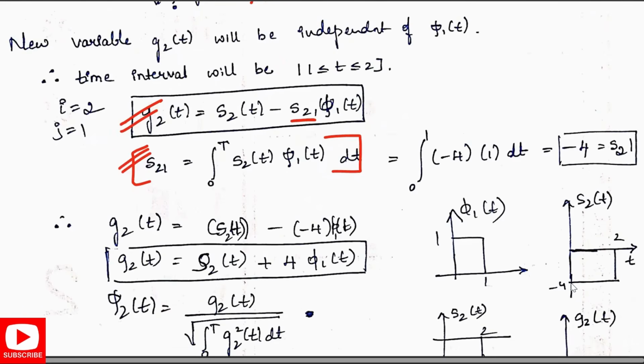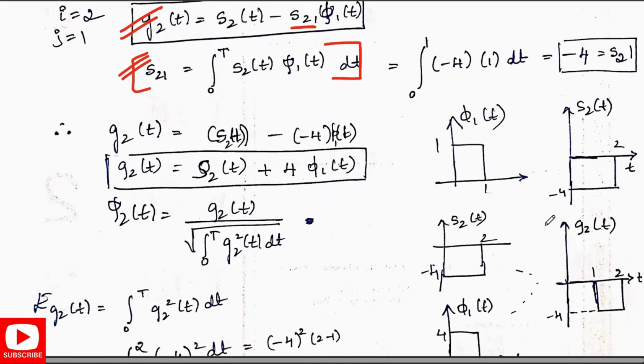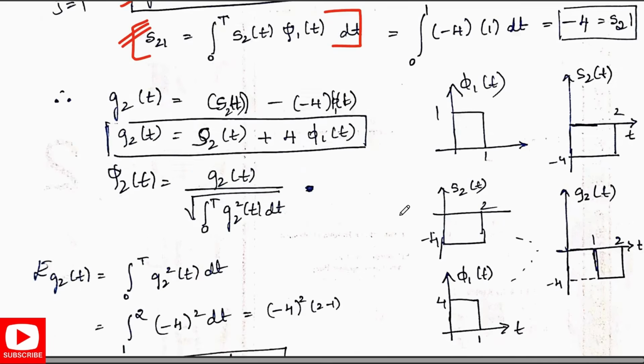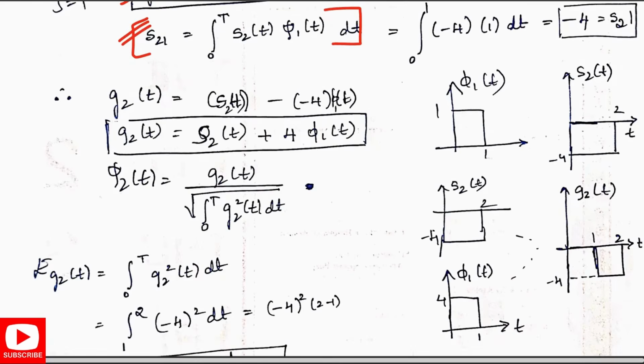Now you need to write G2 of t in terms of a graph. How do you write it? Firstly, you need to write S2 of t. This is the given question S2 of t, and this is our phi 1 of t. So phi 1 of t, you need to multiply by 4. So multiplying by 4, the amplitude becomes 4. Now these two you need to combine and write a graph here for G2 of t.